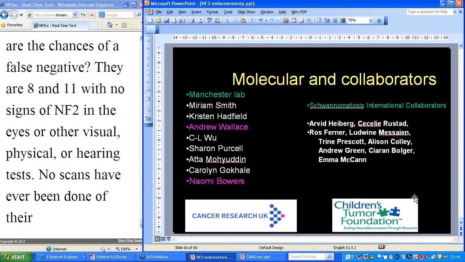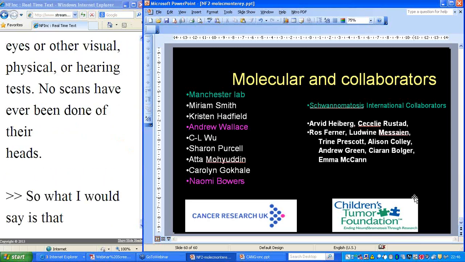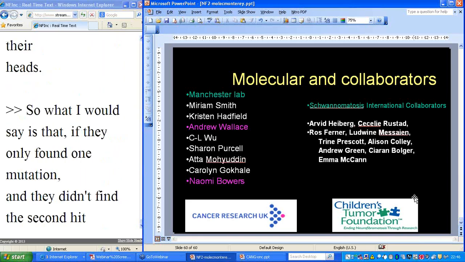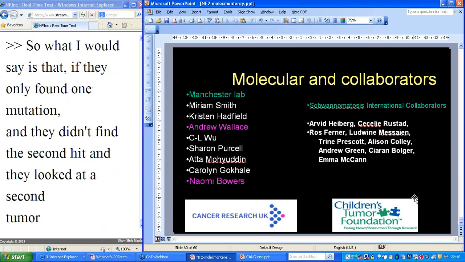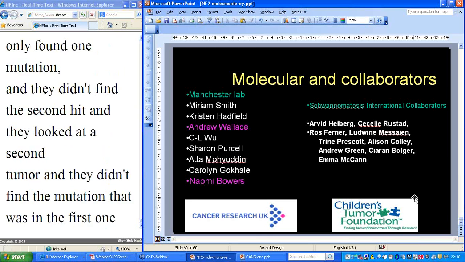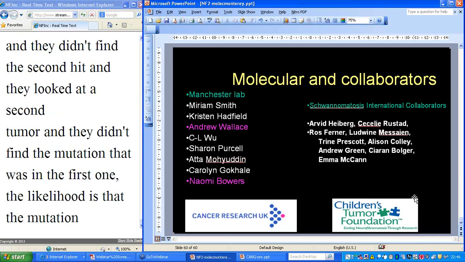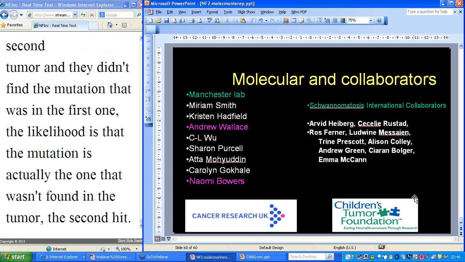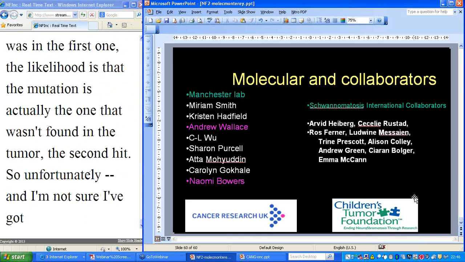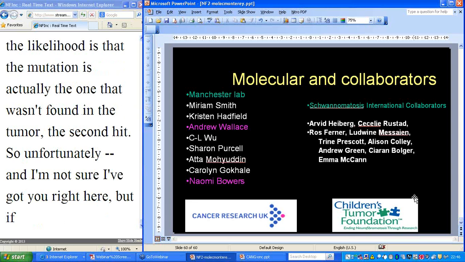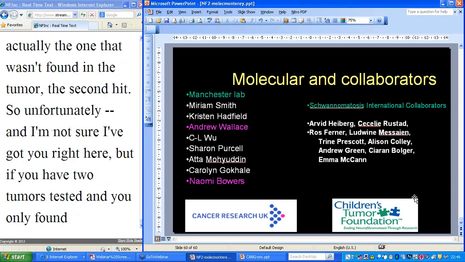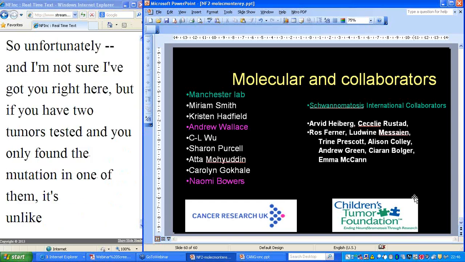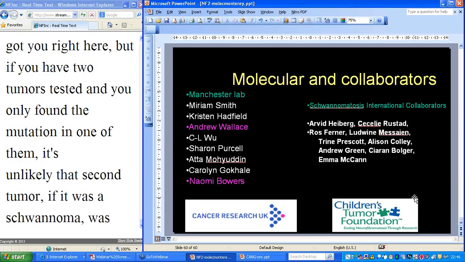So what I would say is that if they only found one mutation and they didn't find the second hit, and they looked at a second tumor and they didn't find the mutation that was in the first one, the likelihood is that the mutation is actually the one that wasn't found in the tumor, the second hit. So unfortunately, I'm not sure I've got you right here, but if you had two tumors tested and you only found the mutation in one of them, it's unlikely that second tumor, if it was a schwannoma, was a chance schwannoma in someone who's got NF2.